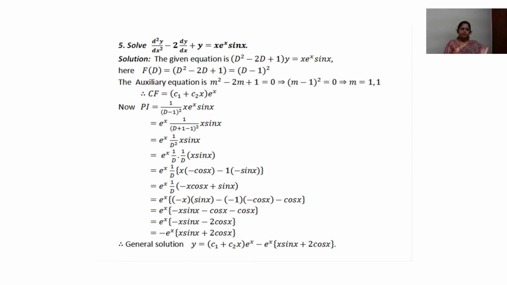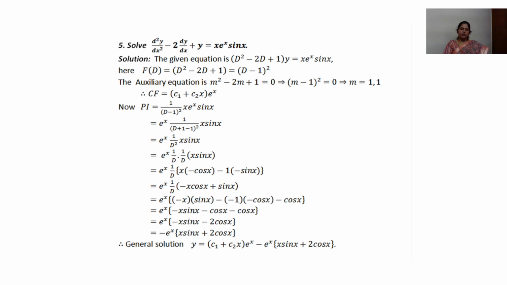Now we are going for the second integration. In the second integration, for the first term we have to use integration by parts, then the second term we can integrate directly. So minus we can keep along with x, so x into minus x cos x. For this we are using integration by parts, so we'll get minus x sin x minus of minus 1 into minus cos x. Then the integration of sin x is minus cos x. If you simplify all this, we'll get PI is equal to e to the power x into minus x sin x minus cos x minus cos x.